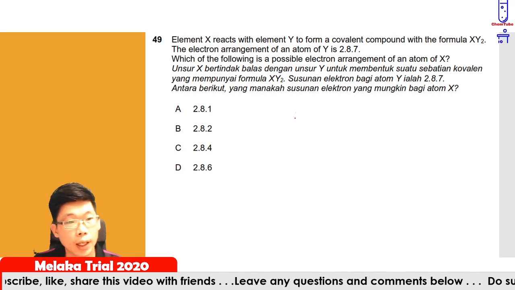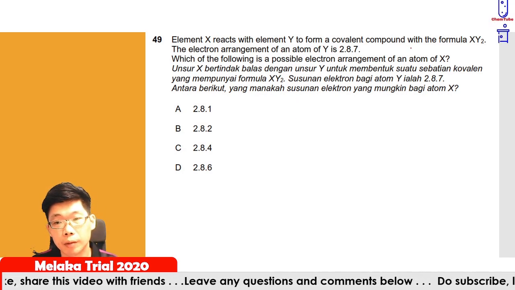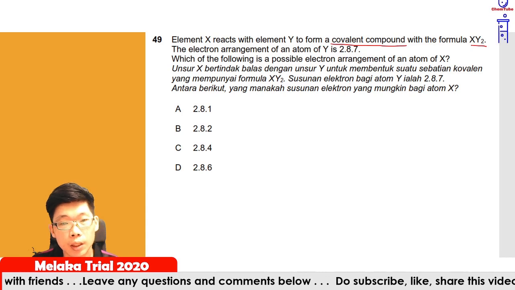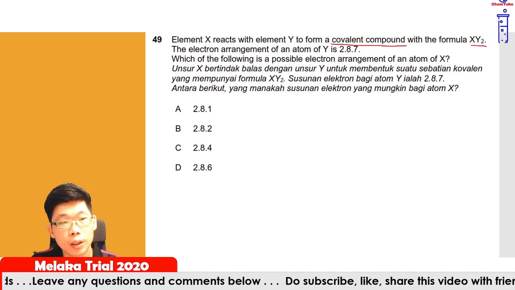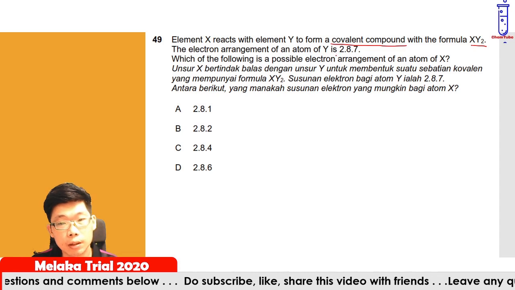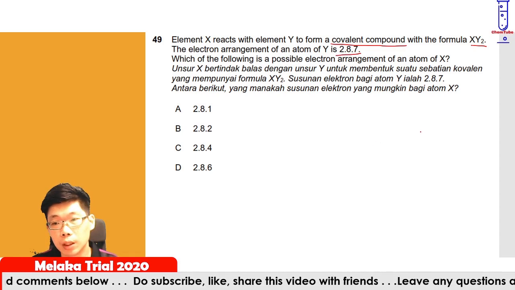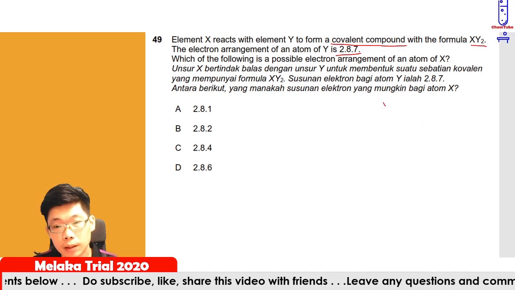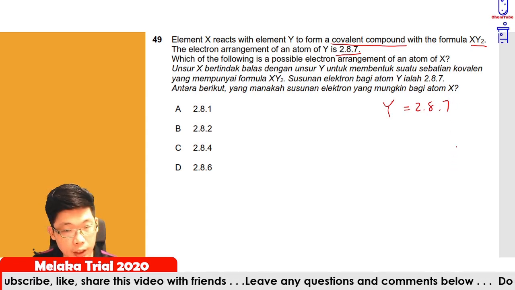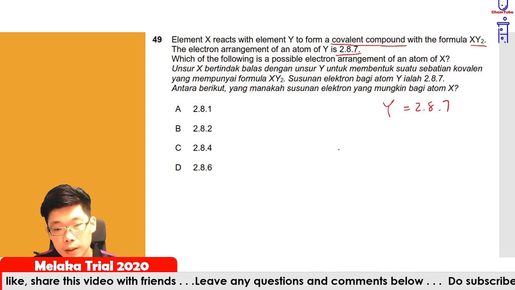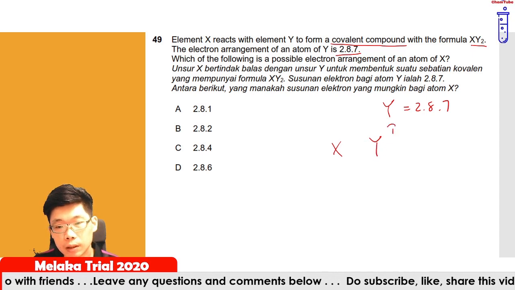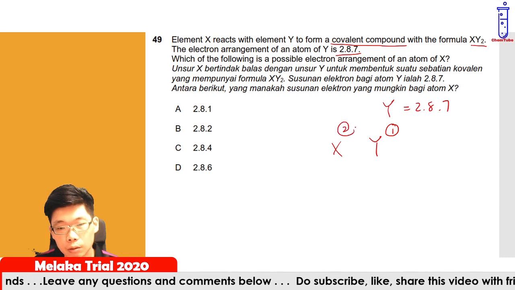Question 49. Element X reacts with element Y to form a covalent compound with the formula of XY2. So this is a covalent compound, meaning that it needs to share the electrons to form the covalent compound. So Y is 2 8 7, so it contributes one valence electron for sharing. So in other words, Y needs to share one electron, so X needs to share two electrons.